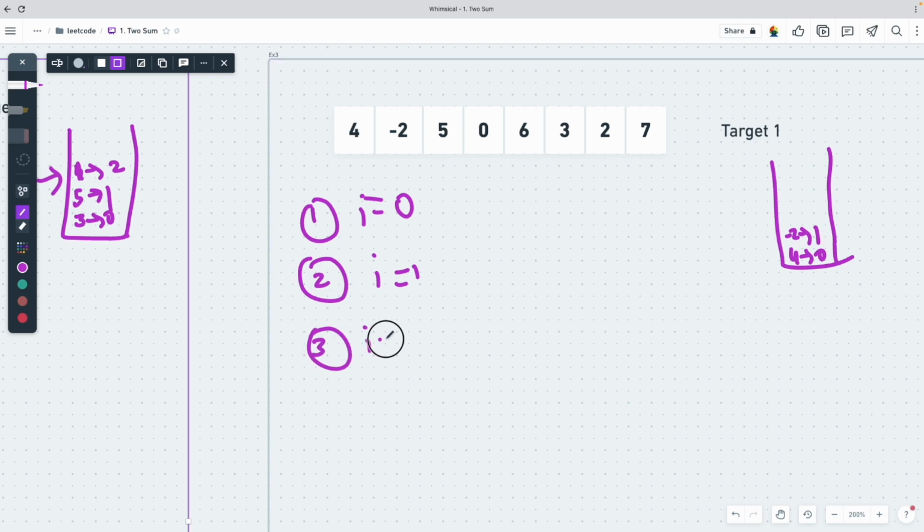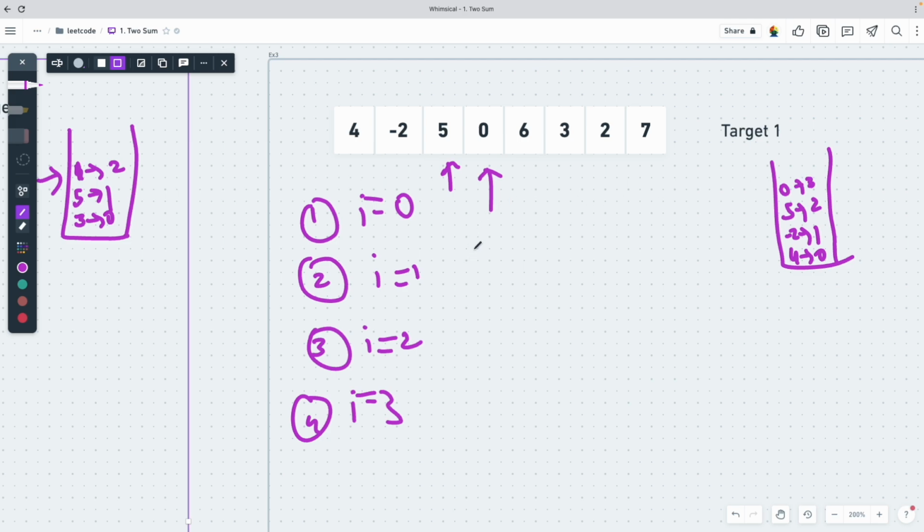So in the third iteration, i is 2, which is we are here, and we are looking for 1 minus 5, which is minus 4, which doesn't exist, so we just put 5 in the hash map and we continue. Next in the fourth iteration, i is 3, which is here. 1 minus 0, we are looking for 1, which doesn't exist, so we put 0 in the hash map. So far we have put all the elements in the hash map. 4 is at 0, minus 2 is at 1, 5 is at 2, 0 is at 3.